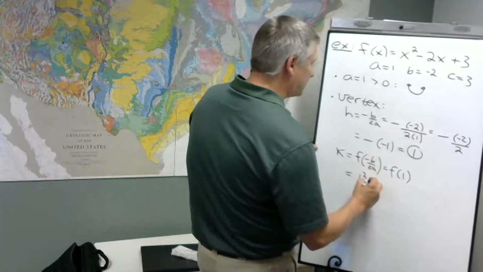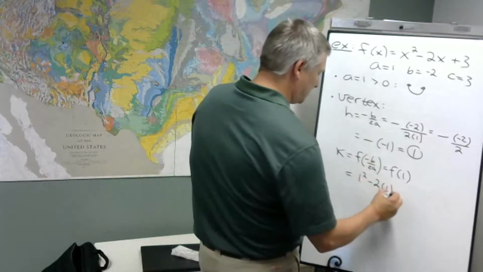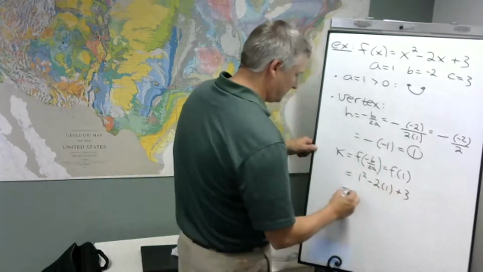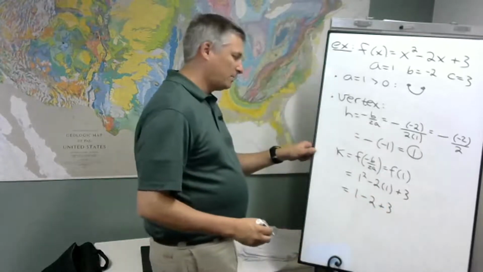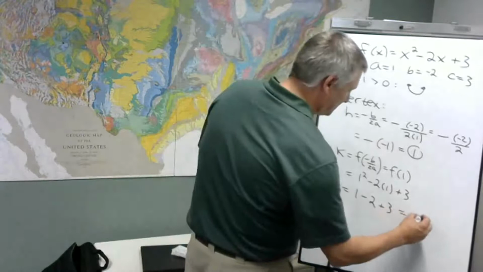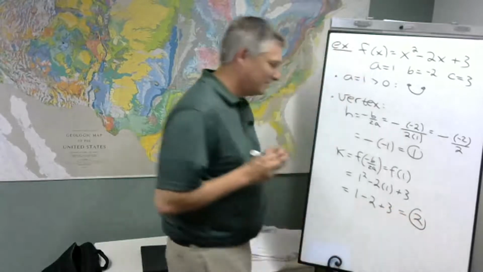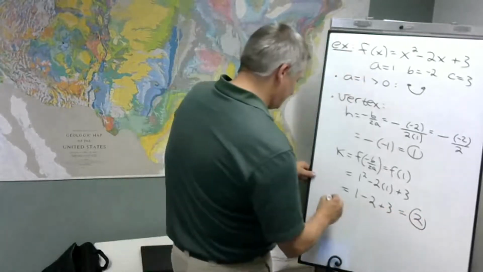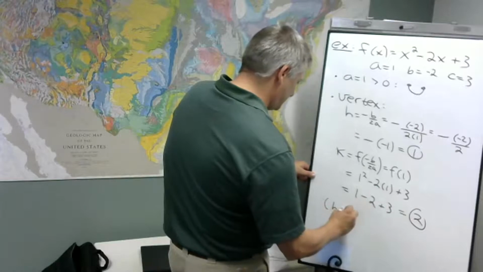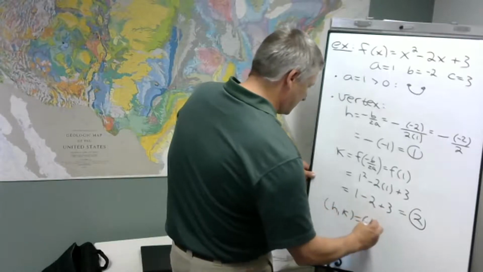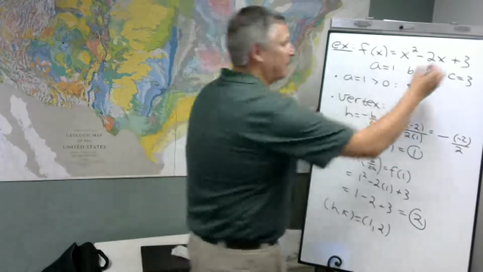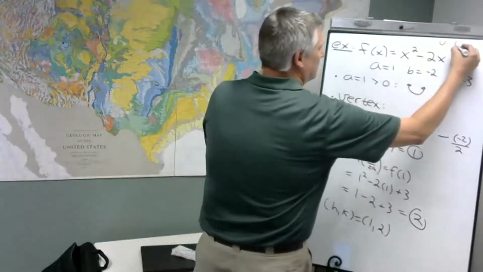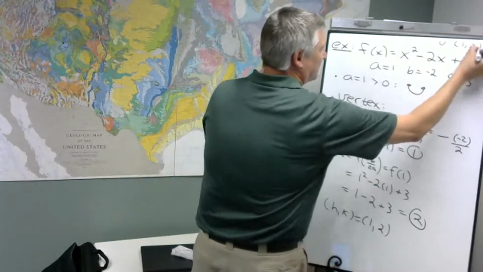So we get 1 squared minus 2 times 1 plus 3, 1 minus 2 plus 3, negative 1 plus 3 is 2. So our vertex, h comma k, is 1 comma 2. I'm going to write that off to the side.